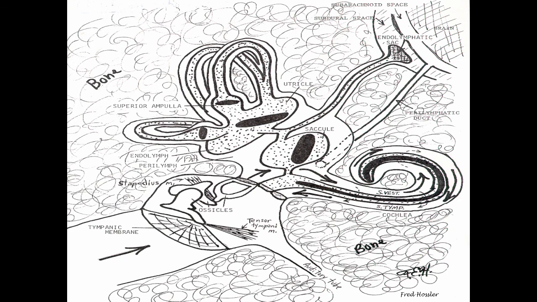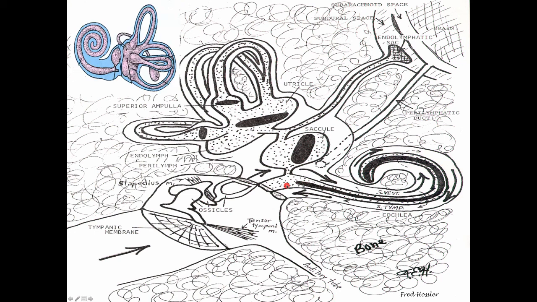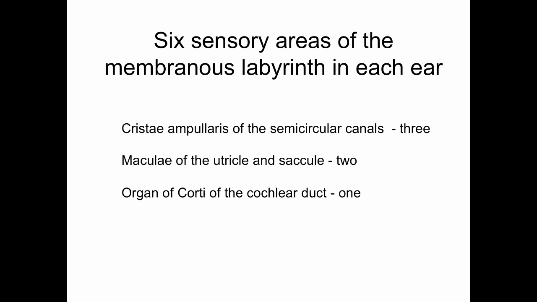And so here would be the membranous labyrinth sitting inside of the bony labyrinth. There are 6 sensory areas of the membranous labyrinth in each ear. There's the crista ampullaris in the semicircular canals. There are actually 3 of these structures. There's the macula of the utricle and saccule. There are actually 2 of those structures. And then there's the organ of Corti associated with the cochlear duct. There's obviously one of those. So these are 6 sensory structures.